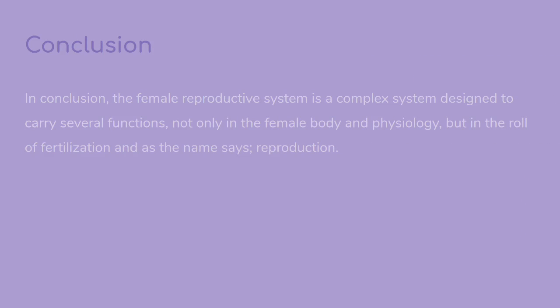For concluding our presentation, we can say that the female reproductive system is a complex system designed to carry several functions, not only in the female body and physiology, but in the role of fertilization and, as the name says, reproduction. That's all for our presentation. Thank you for your attention, and we hope you really like it.